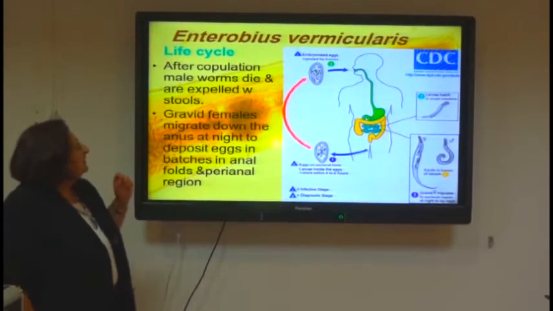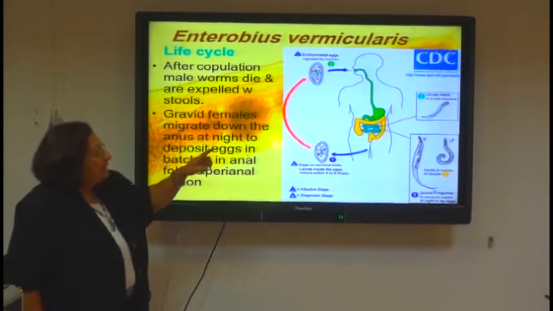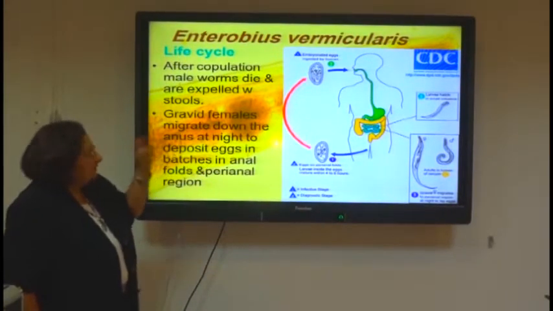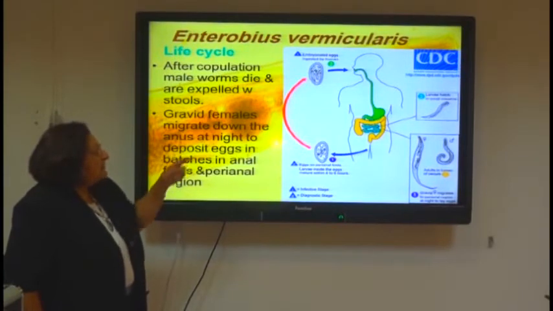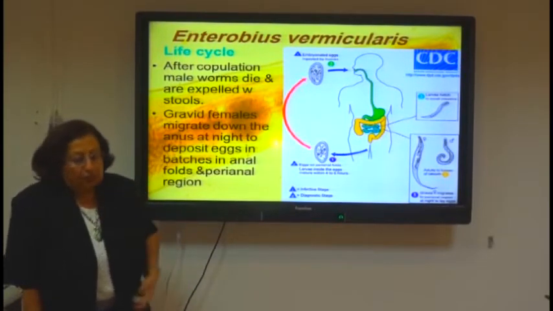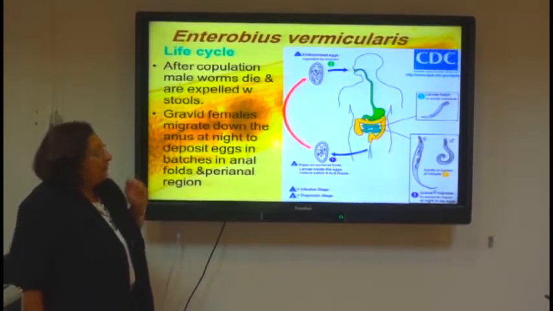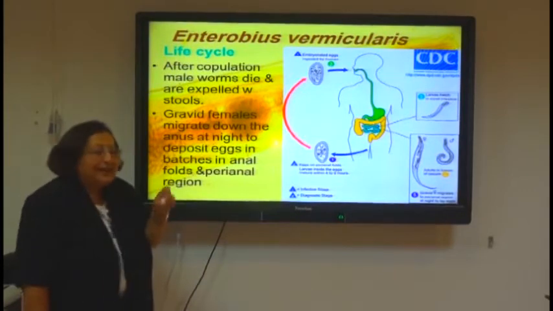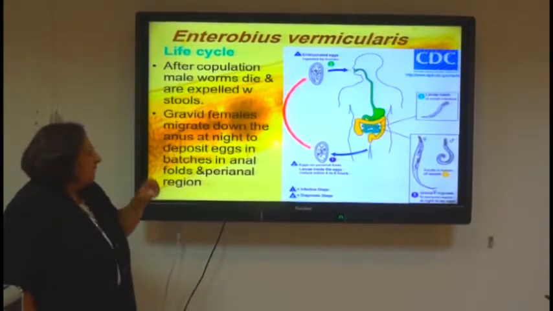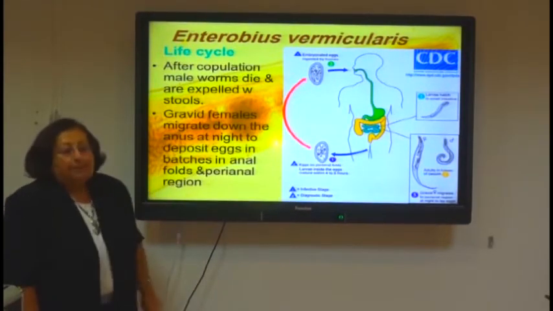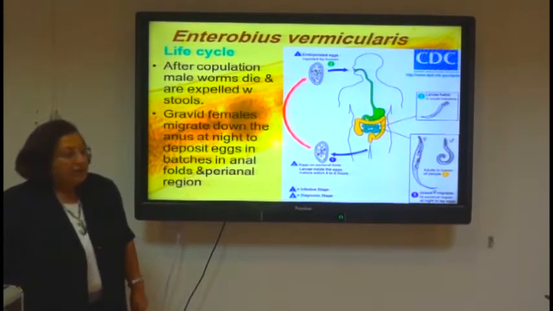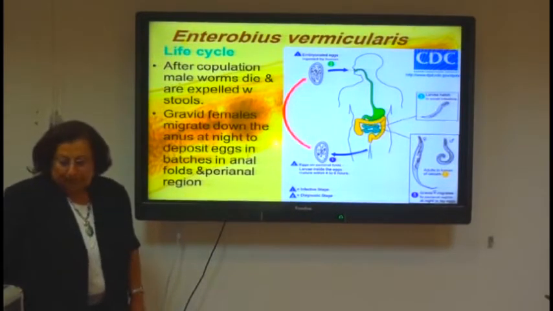Here, as we said, after copulation, the male worms die and are expelled. The gravid females migrate down to the anus, especially at night. I forgot to tell you this, especially at night. They migrate to the anus, where they lay their eggs in batches around the perianal region or the anal folds.